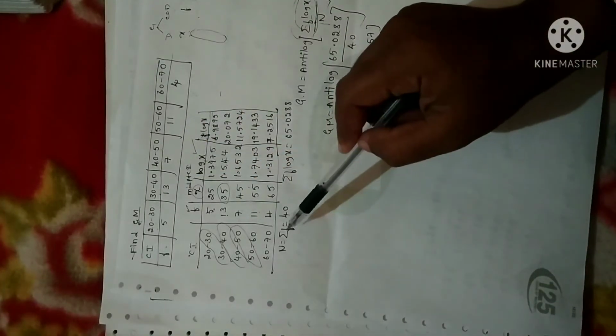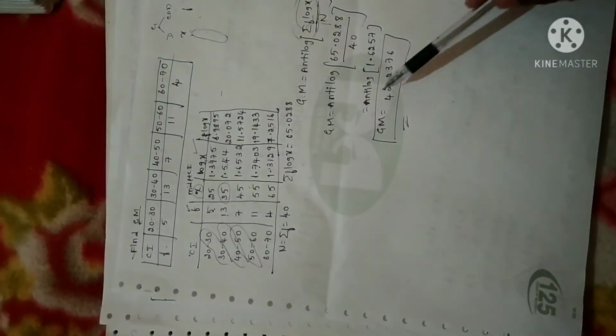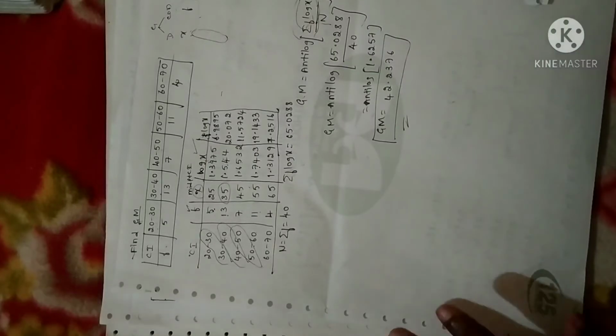Now N is none other than, since in grouped data capital N stands for summation of f, that is you have to add all the values of f, and after substitution you have to take the anti-logarithm for that. So the required geometric mean is 42.2376. Hope it is clear.